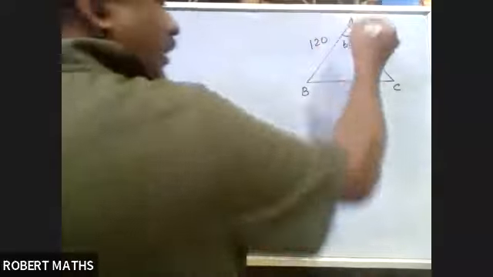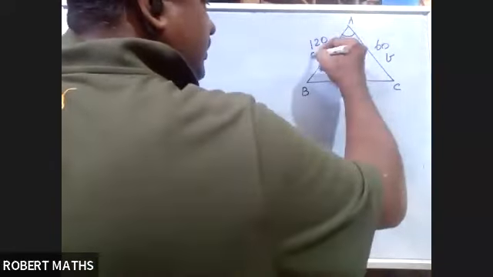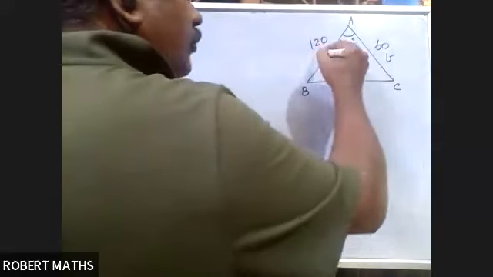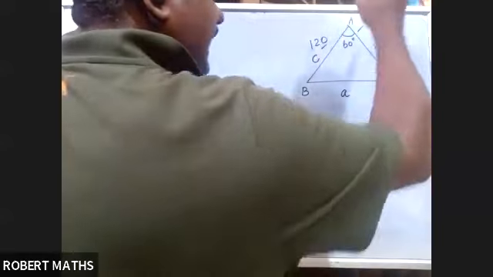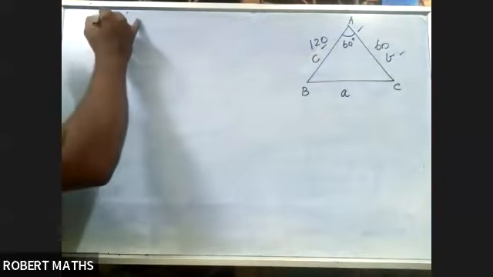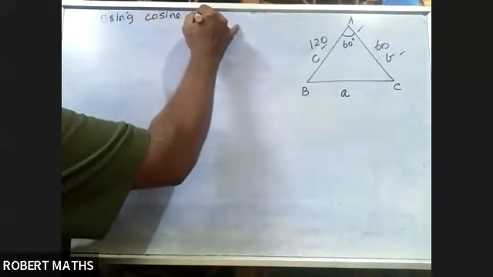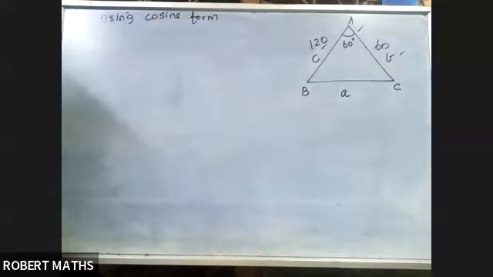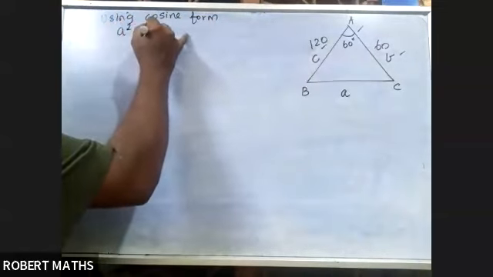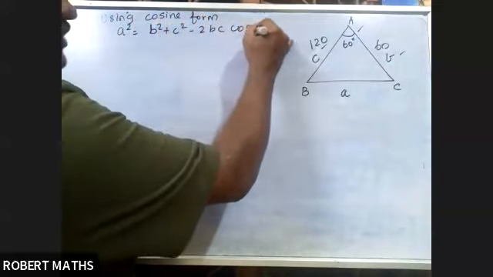Always remember that opposite to A is small a, opposite to B is small b, opposite to C is small c. Now we know the values of b, c and angle A. Now I want to find out a. Very well, we know that using the cosine formula, A square equals B square plus C square minus 2BC into cos A.